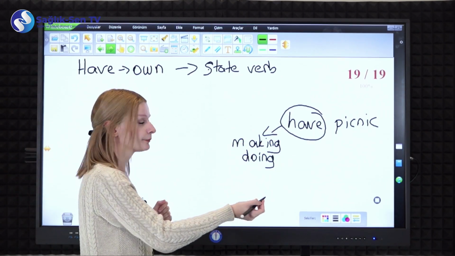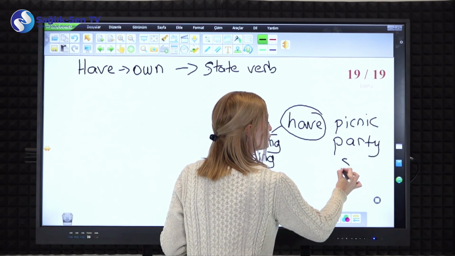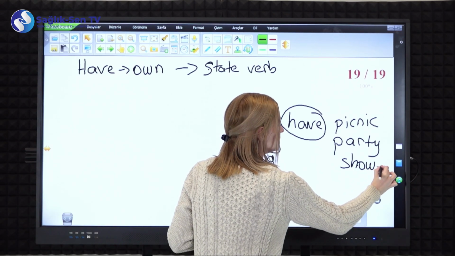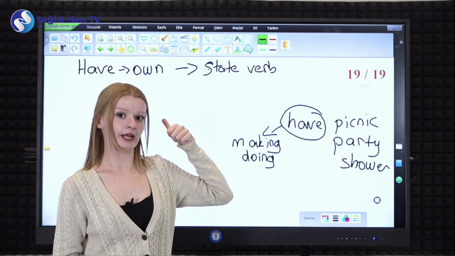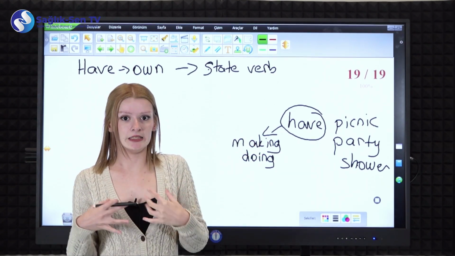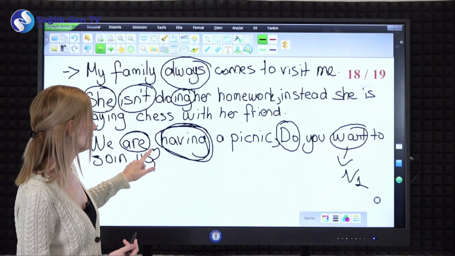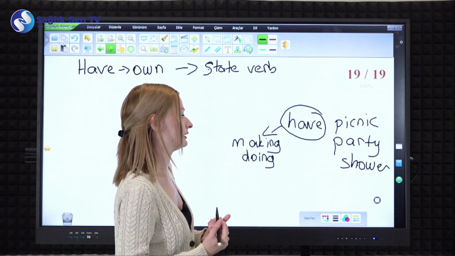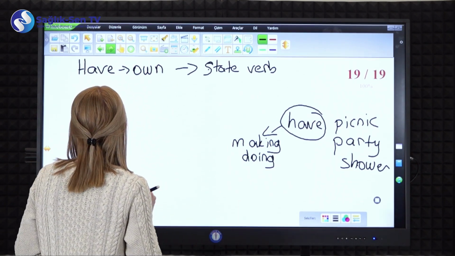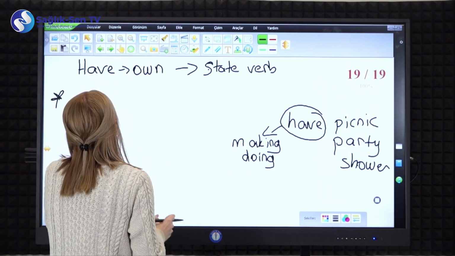Have picnic, have, for example, party, have shower. In these phrases, have doesn't mean owning. It means making, doing. That's why we can use have with verb ing in present progressive. Let's continue with our examples.